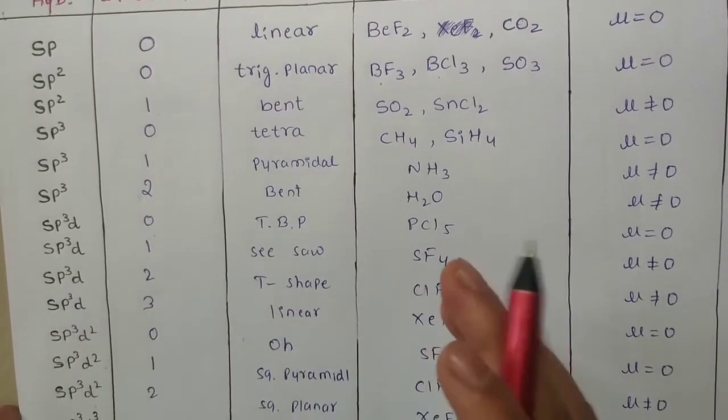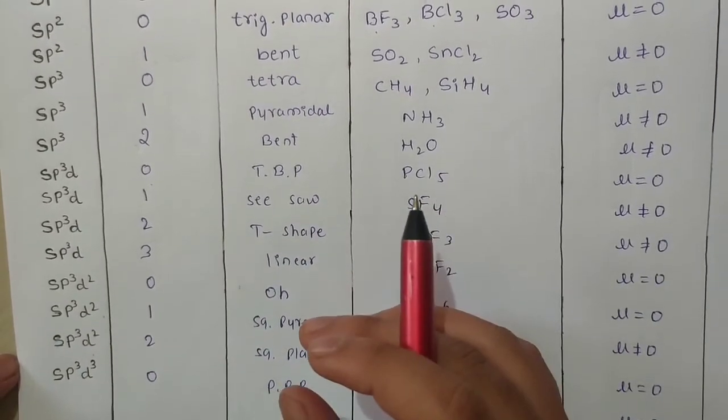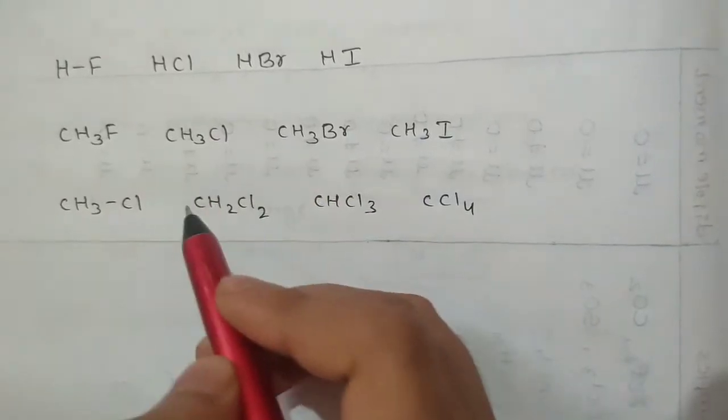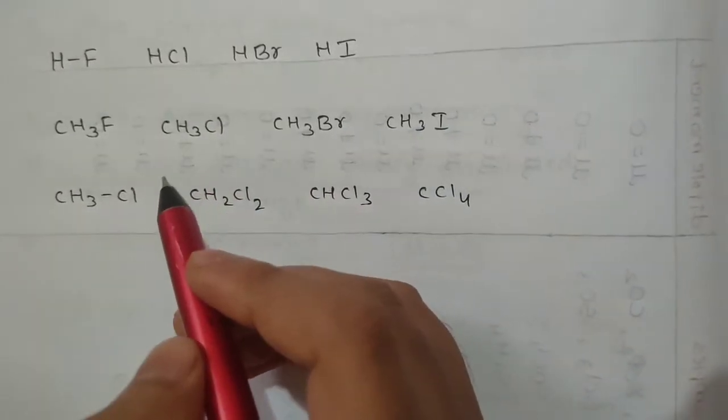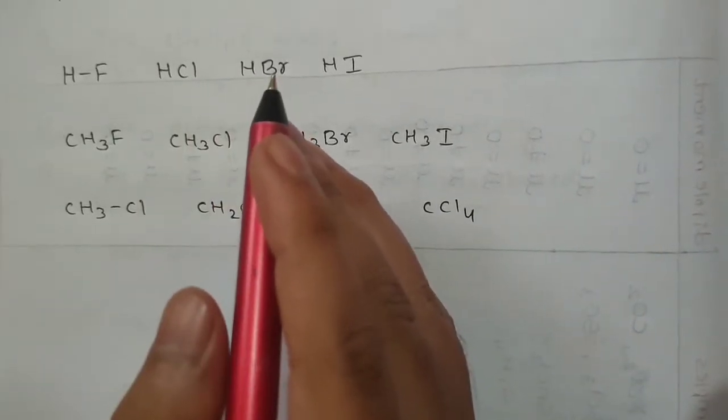So please pause this video and take a screenshot, then only we can understand further, because this is a short video. Here there will be a set of problems, and you should find the decreasing order of the dipole moment values.